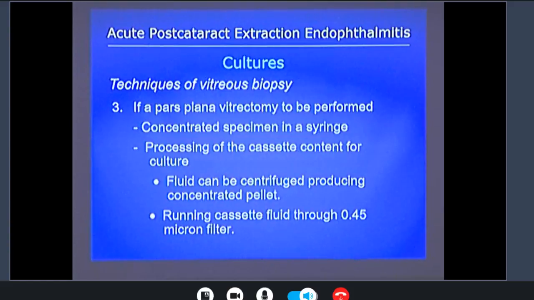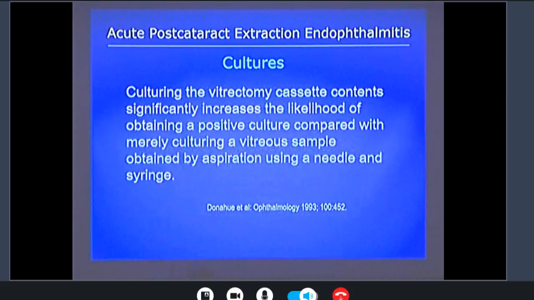In addition, I used to send the vitrectomy cassette that collects all the fluid that came from the eye to the microbiology lab, where they do centrifugation of the contents and the pellet is cultured. It has been shown that culturing this material is even more important than getting a sample in the syringe. Or you can pass this material through a filter, and then you cut the filter into pieces and culture it.